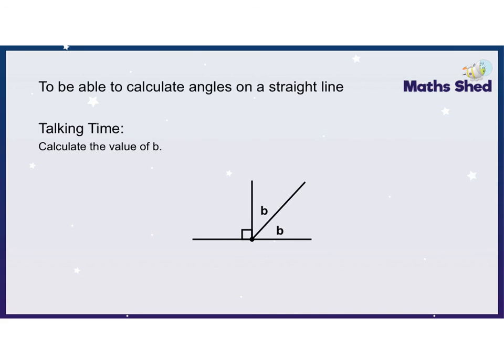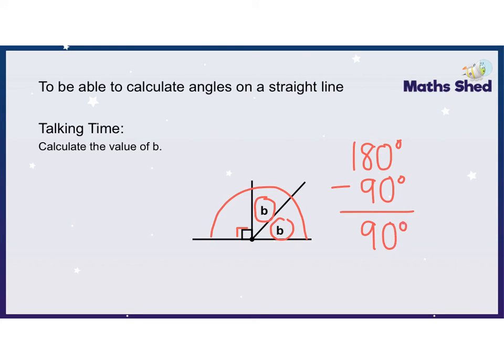Okay, so this one says calculate the value of B. Now, because they're both labelled B, it means that they must be worth the same amount. The first thing we know is all the angles will add up to 180 degrees. I've got a right angle here, so I'm going to take that away from my 180 and I'm left with 90 degrees. Now I have 2 B's here, so I need to divide my 90 by 2. I know that 45 times 2 is 90, so B equals 45 degrees.